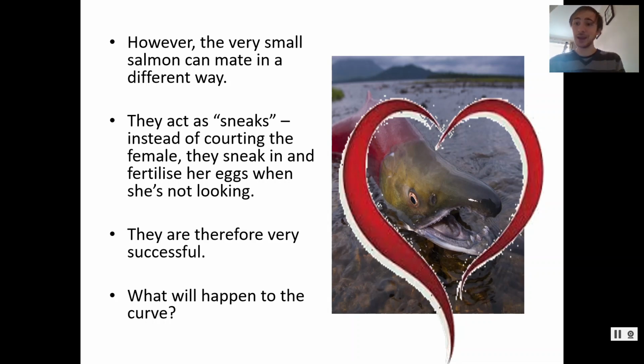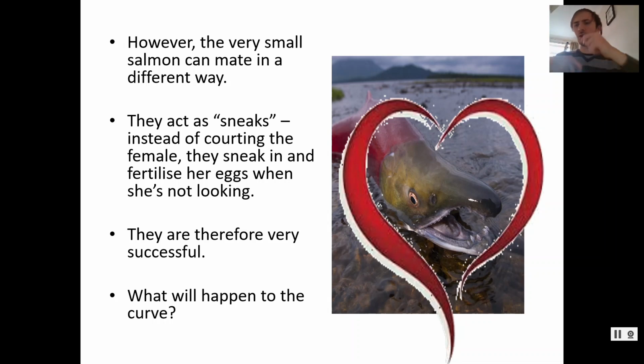It's called sneak mating. It only works if you're very small and very fast. Because if you're big, the female will see you in the area and the male will chase you away. If you're small, you can hide in crevices nearby and you can be quite fast in sneaking. They are very successful. In fact, they're equally successful as the large salmon. So then what should happen to the curve?